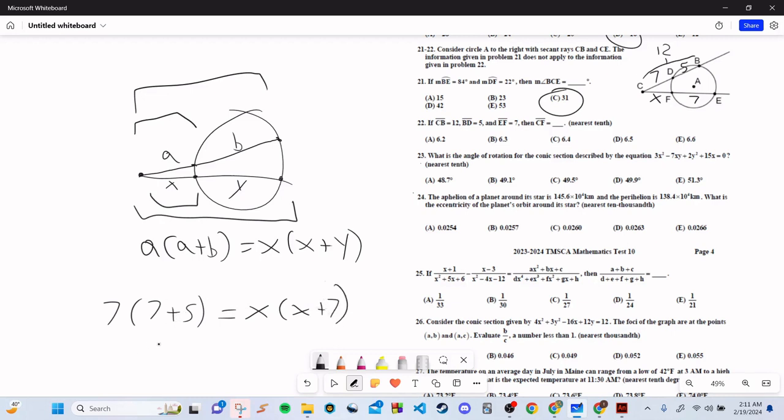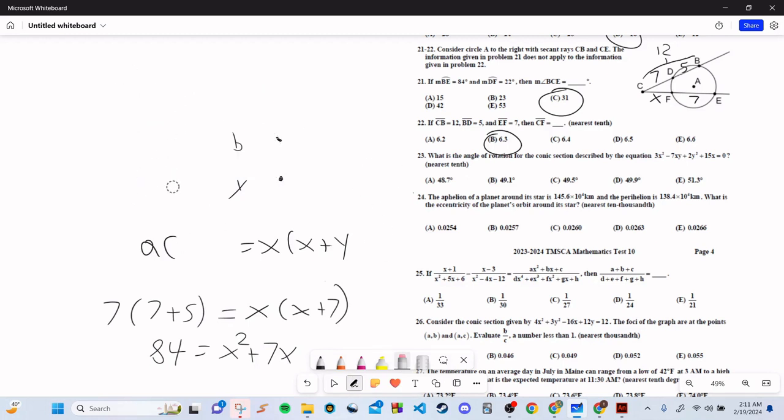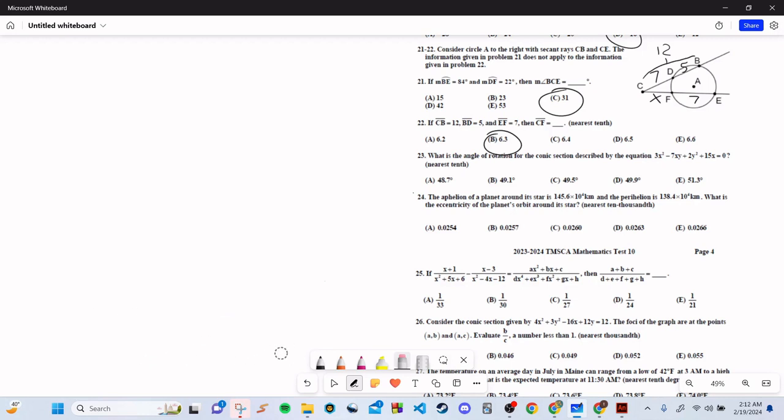And so this comes out to 84 equals X squared plus 7X. So we can plug this into our calculator to solve on the Nspire, and solving for X yields X equals 6.3. So answer choice B is our answer. Alright, so moving on.